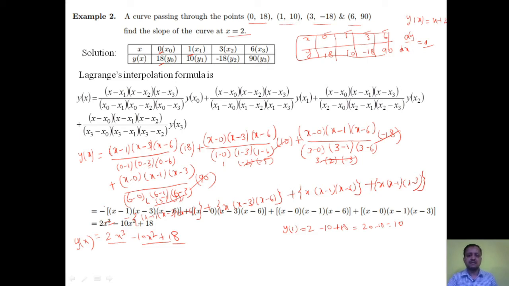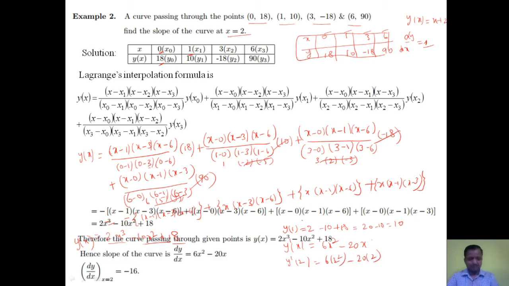So what is the next? We need the derivative of the curve, slope. What is the slope? y dash of x. With respect to x we are doing differentiation. So x cube derivative is 3x square, so 3 into 2 is 6, 6x square minus 20x, constant is 0. So we want y dash at x equal to 2. So 6 into 2 square minus 20 into 2. Here after simplification we are getting minus 16 as the slope at x equal to 2.